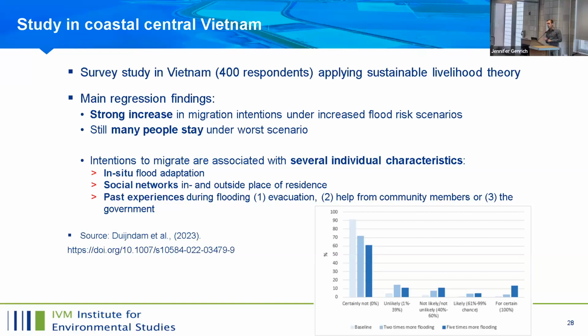And second of all, we also looked at a wide plethora of other variables that influence migration, and we found that people who already adapted their homes to flooding are less likely to migrate. People who have strong social networks outside their place of residence are more likely to migrate, and the other way around for when there's strong community bonding. And we find that past experience during floods, like evacuation, is very important in pushing people to actually want to migrate. So we published that study recently in Climatic Change.